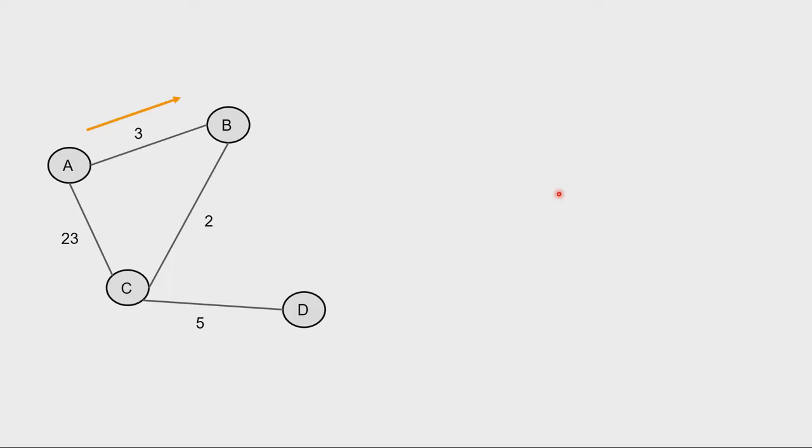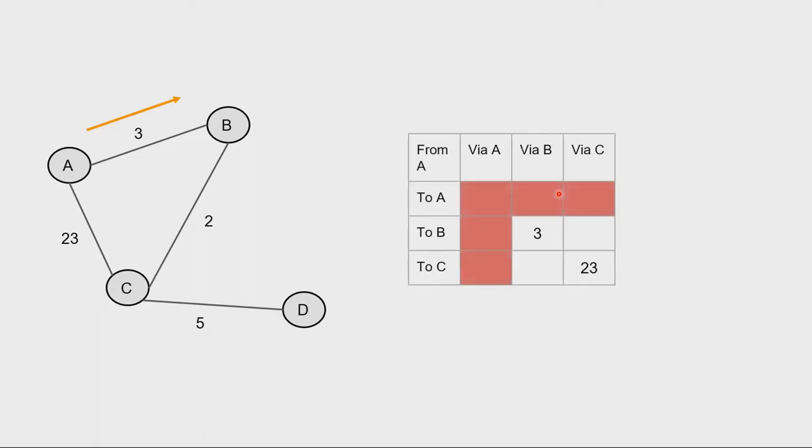You can see that A is broadcasting its routing table to B and C. The routing table says that the distance from A to B via B is 3, which means B is directly connected to A, and the distance from A to C via C is 23, which means C is also directly connected to A.